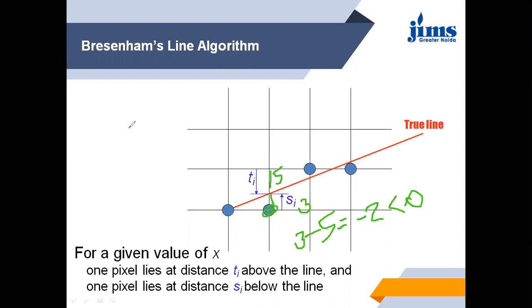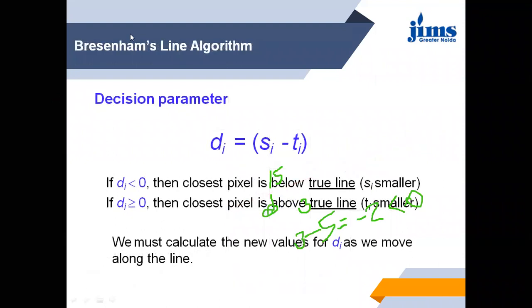The same thing we can write in this way: we find the value of di, that is Si minus Ti, lower distance minus upper distance. If di is less than 0, meaning it is closest to the lower pixel, then we glow the lower pixel; otherwise we glow the upper pixel. So we must calculate the new value of di as we move along the line.